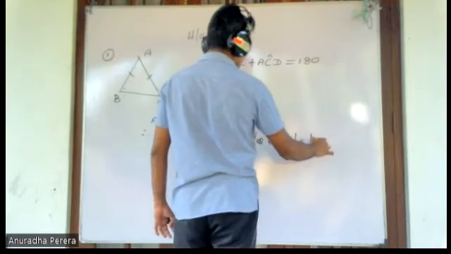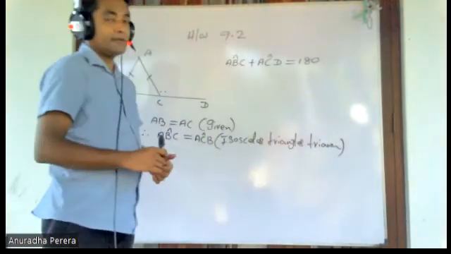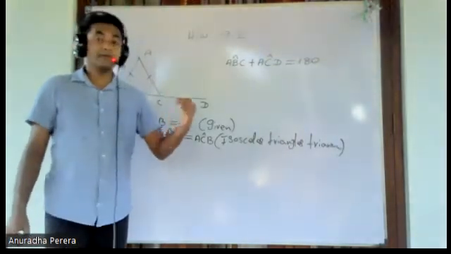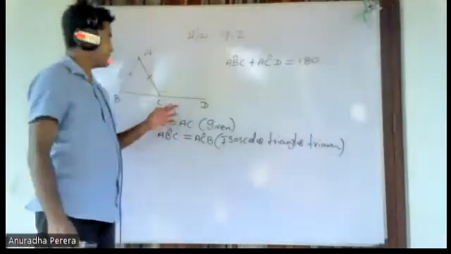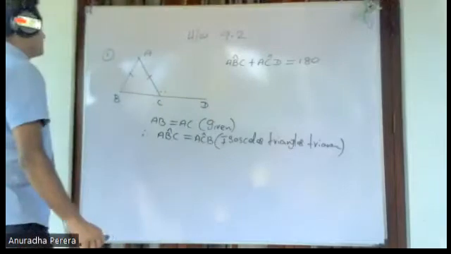What is the Isosceles Triangles Theorem? If two sides are equal in a triangle, the angles opposite to the equal sides are also equal. This is called the Isosceles Triangles Theorem.